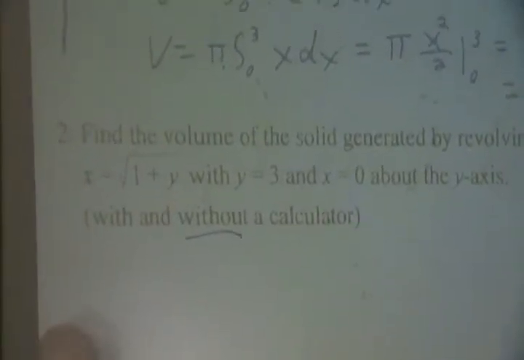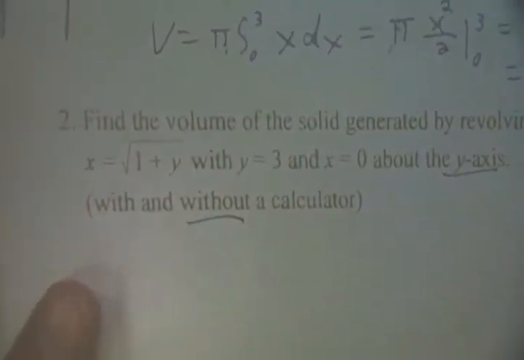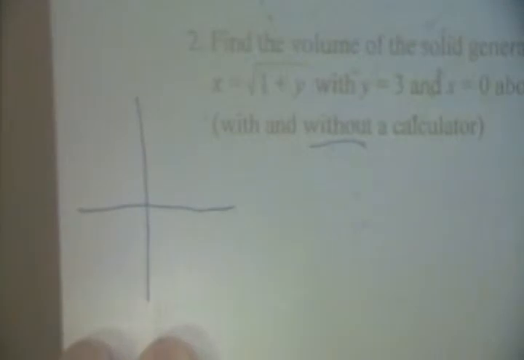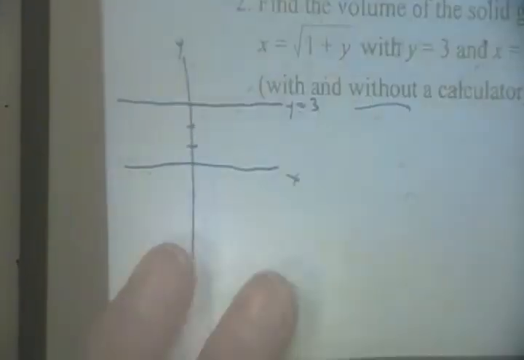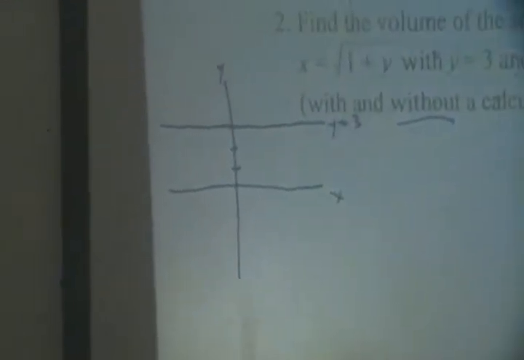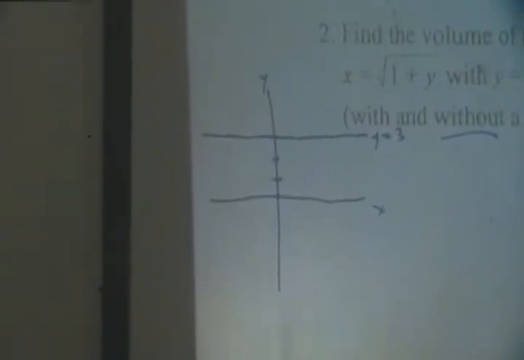All right, first of all, a couple of key things. Y-axis. That means I need dy, which means I need y limits. Okay? All right, so let's graph what's going on here. y equals 3 is, of course, a horizontal line. x equals the square root of 1 plus y.